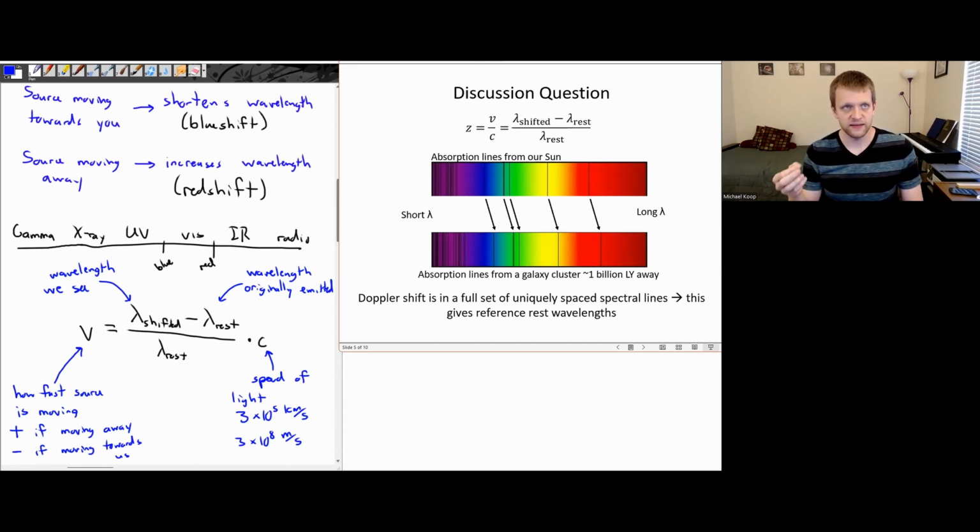So the fact that different elements give off this very unique set of spectral lines, we can use that and basically say, oh, I got the set of spectral lines and they're all shifted by this much. And then we can get very high accuracy measurements on exactly how fast this source is moving. So this is basically where we get our reference rest wavelengths from.